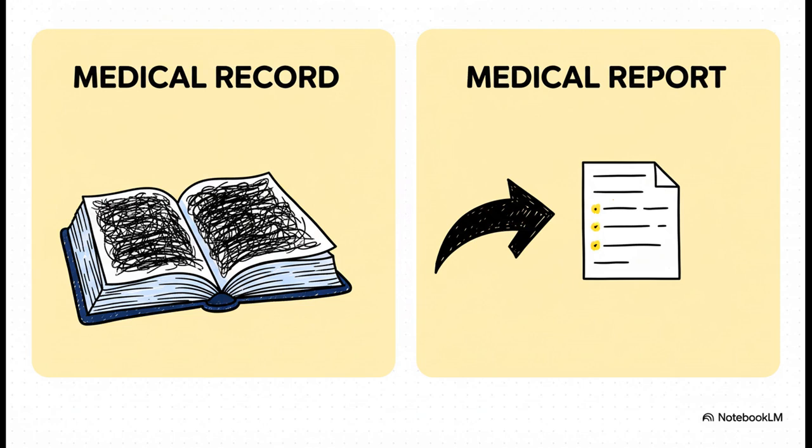So here it is, the key difference. Think of your medical record as the entire unabridged encyclopedia of your health history. It's the whole shebang, every consultation, every note, every little detail. But a medical report? That's more like a specific chapter or even just a one-page summary written to answer very direct questions. It's a targeted piece of information, not the whole story.